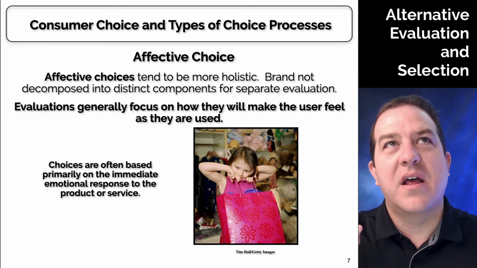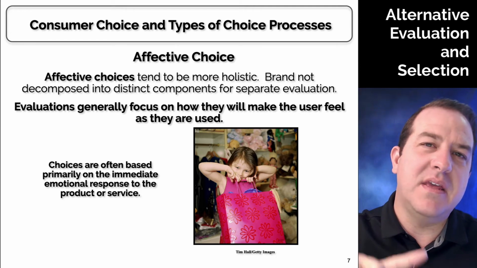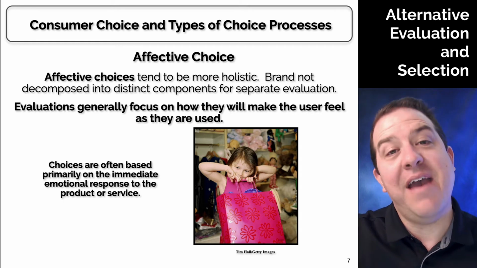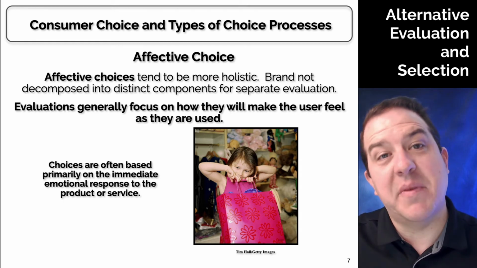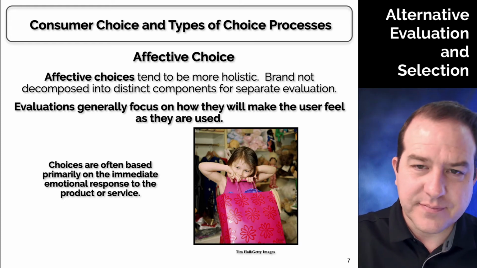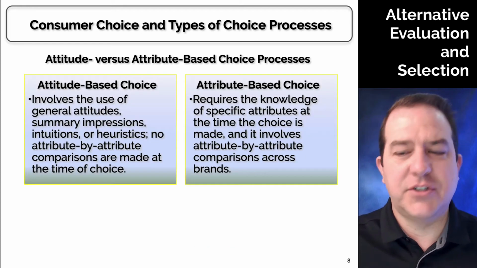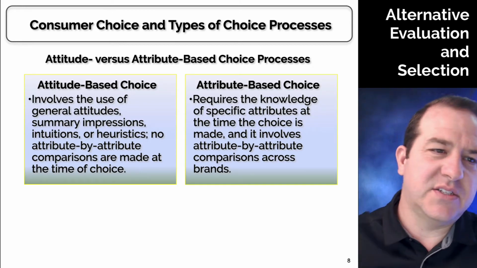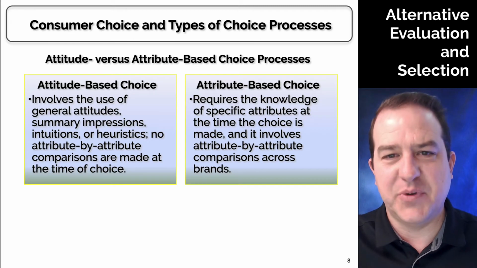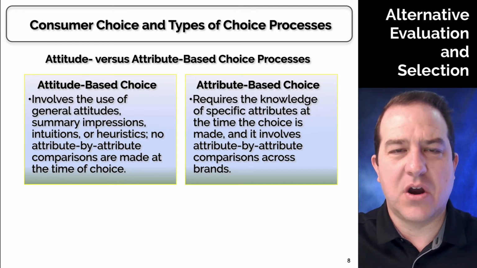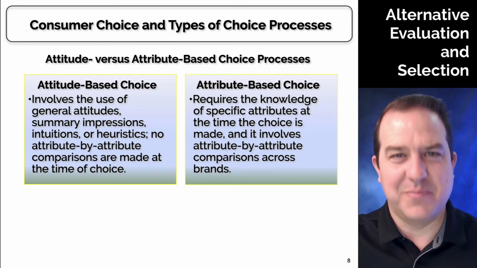And so we can understand that maybe I'm going to be trying to use an affective choice decision-making process to help someone know what to purchase this time. Now, on to consumer choice. We're going to go into attitude versus attribute. So attitude versus attribute-based choices are simple and complex.